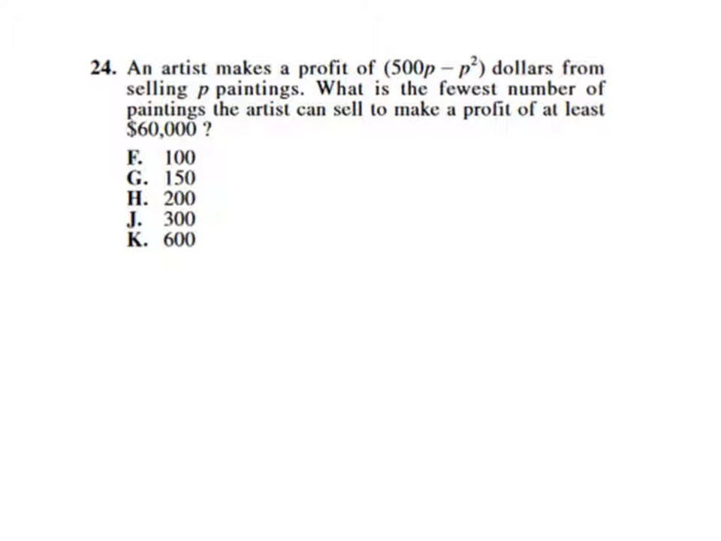This problem talks about an artist making a profit, and they want to know the fewest number of paintings he can sell and still have a profit of at least $60,000. So I'm going to start out by taking the expression that they give me for his profit, and I'm going to say that needs to be at least $60,000. So it could be $60,000 or it could be more than that. So I'm going to put greater than or equal to $60,000.